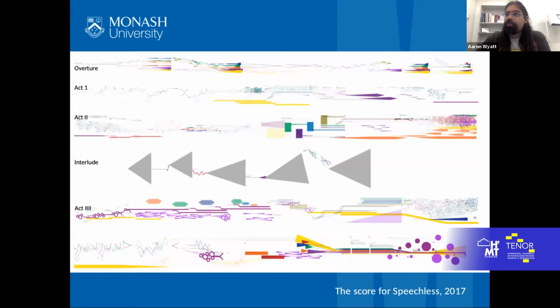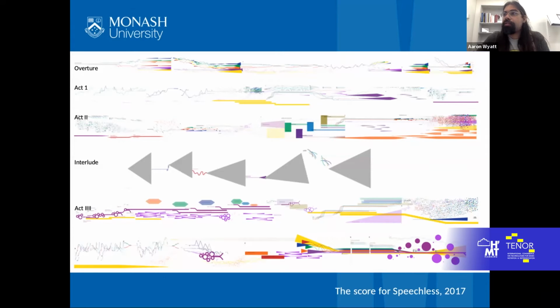If I go to the score, here's an image of the entire score, all of it in the score player in six different parts. Act three was split into two. So we had the overture, act one, act two, interlude, and act three, part one and part two.